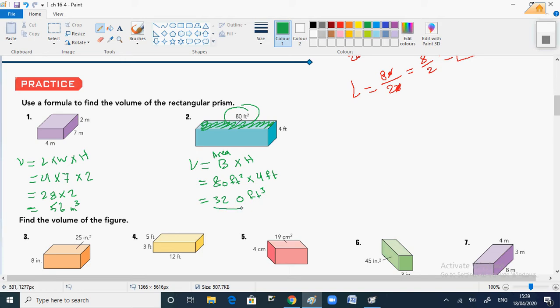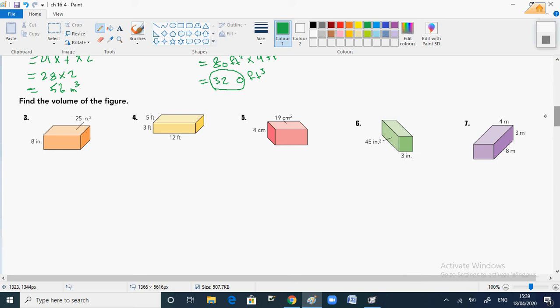So the answer is 320 cubic feet. Okay, now here I will find the volume of the figures below. Look at the figures below. I will find the volume.